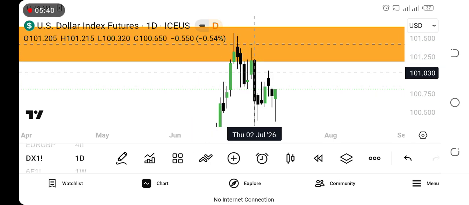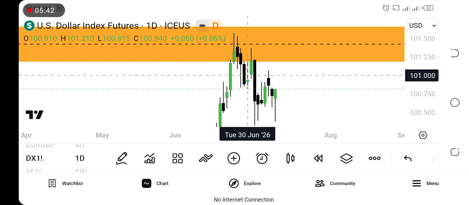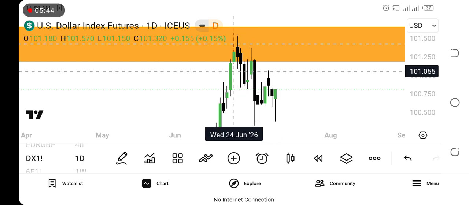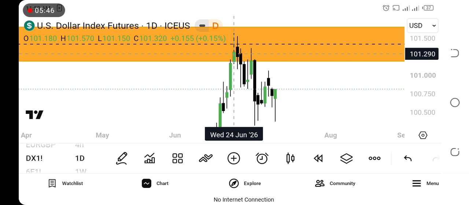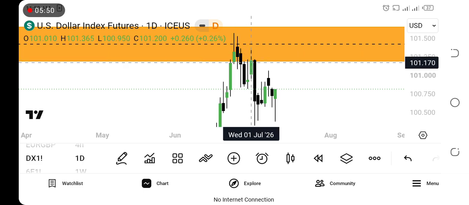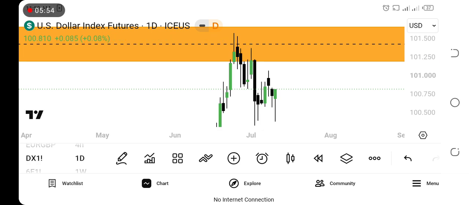You might be wondering, why are we not using this one? Why are we just using this range here? As you can see, the bodies of this candle are higher than this other candle body. Let me explain it this way.